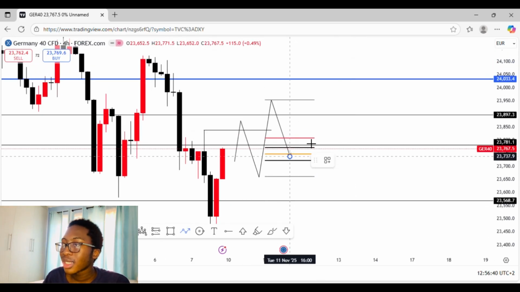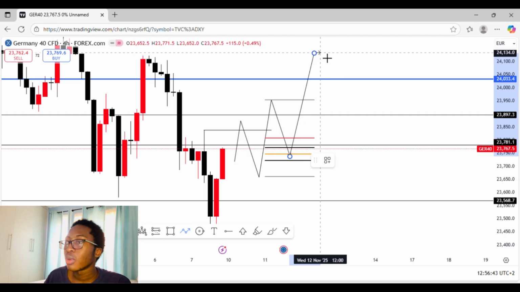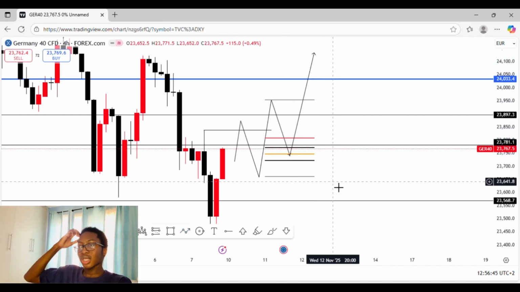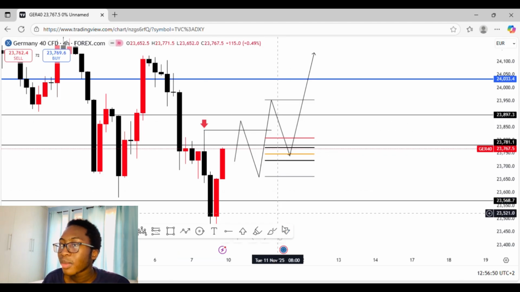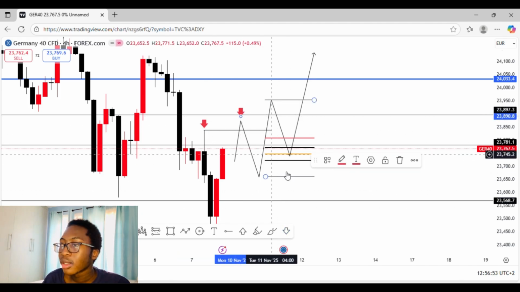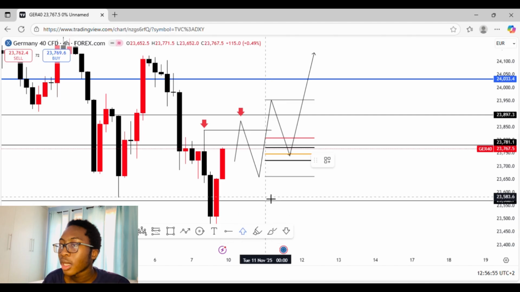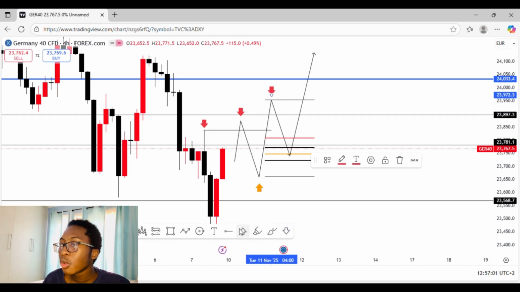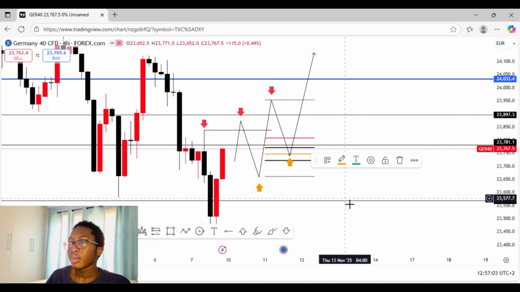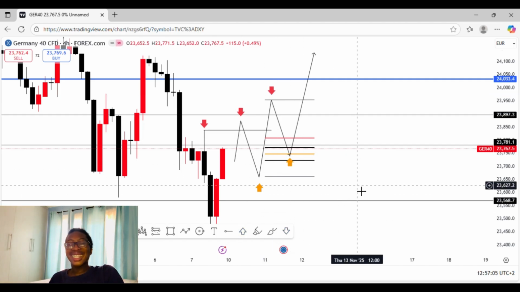So if something like this happens, just know you have to go and look for those buys. You just have to wait for the market to break this high. Once it breaks this high, wait for the market to create another low. Wait for the market to break the previous high, creating a new low, and then your entry will be on the new low. Market structure, guys.